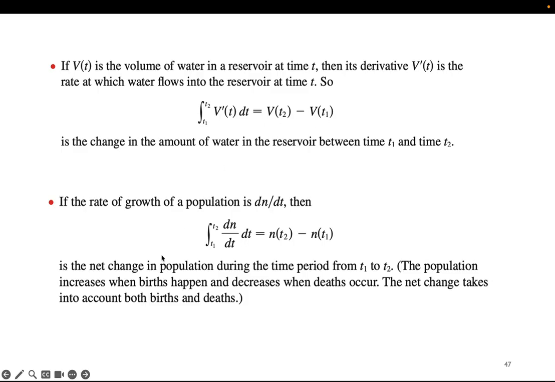So this says that if I integrate the rate of change, I get the net change. And this is very useful in general because in many applications, we don't know the function itself, the modeling function. We only know how fast it's growing or how fast it's changing. So for example, if I know the rate of change of population, I can integrate to get the actual change of population.